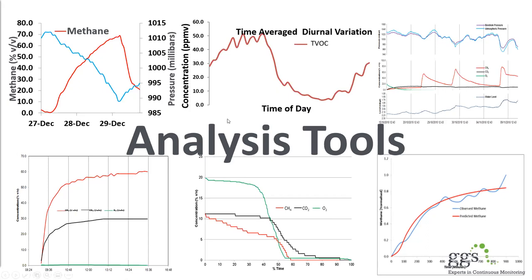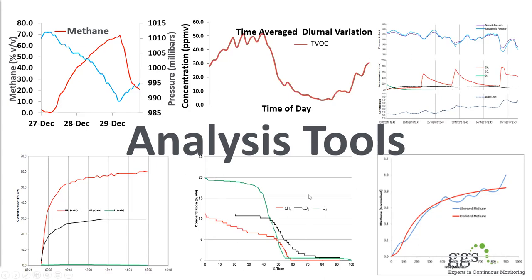There's other methods as well. So in the bottom left, we've got purge and recovery tests, where we basically empty the well of existing gases with an inert gas. We monitor the recovery of those gases to see how quickly those come back in. That's a useful test in certain circumstances, but it's not great everywhere. So the application of that has to be considered.